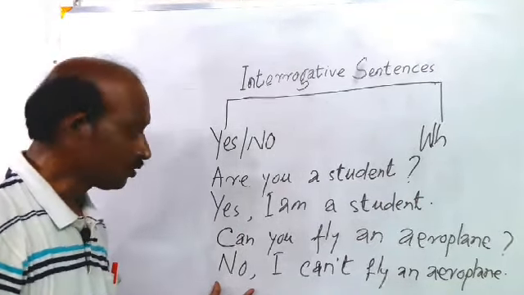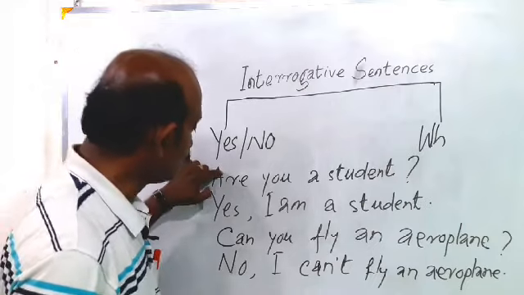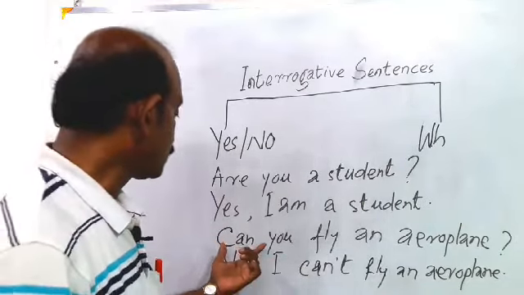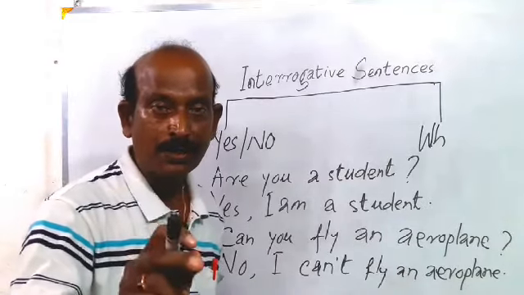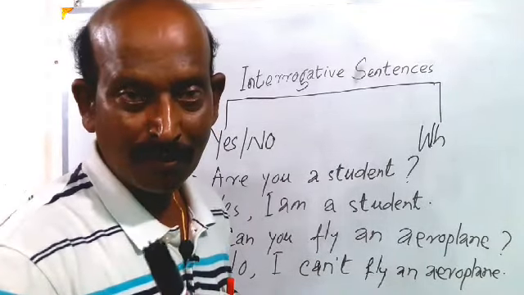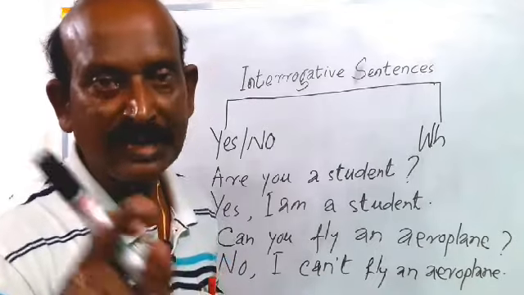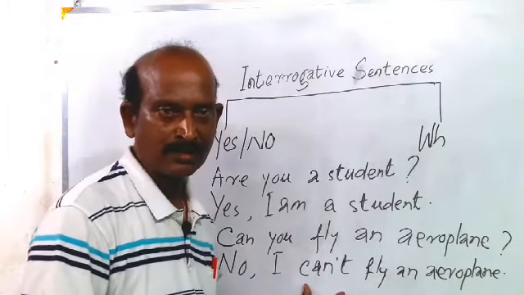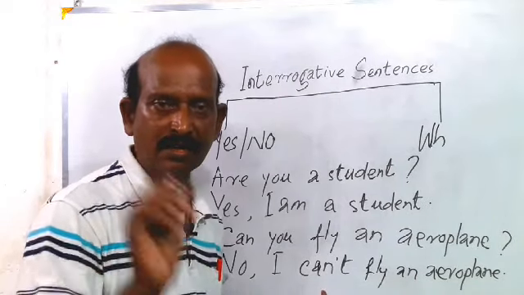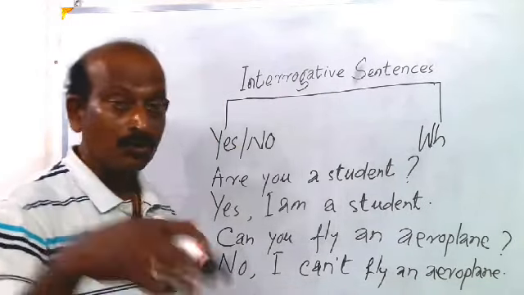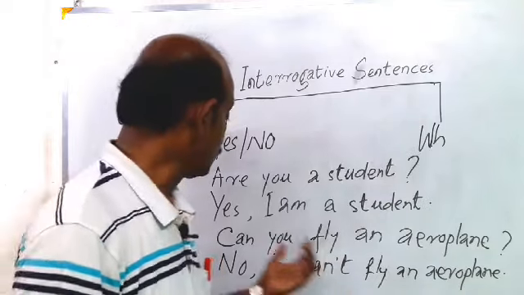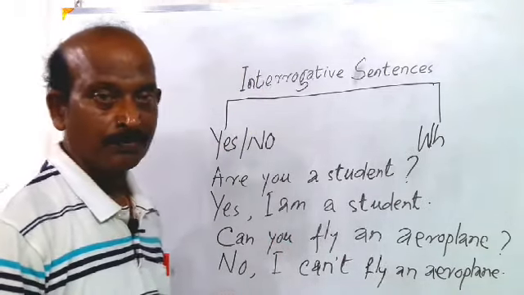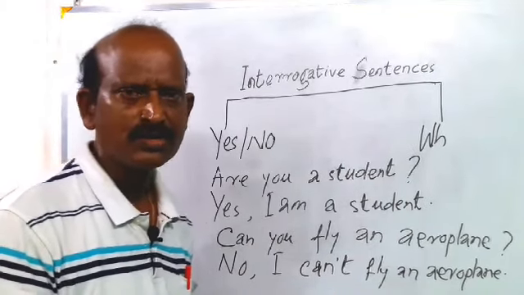Yes or no, children? Follow here. In the first question, are you a student? Here we get the answer yes, I am a student. And in the second question, can you fly an aeroplane? We get the answer no, I can't fly an aeroplane, or I cannot fly an aeroplane. Both are correct. In the contracted form, I can't, and it can be written I cannot. And in spoken English, when this question is asked to you, you can also answer no. No, I can't. This answer is sufficient.